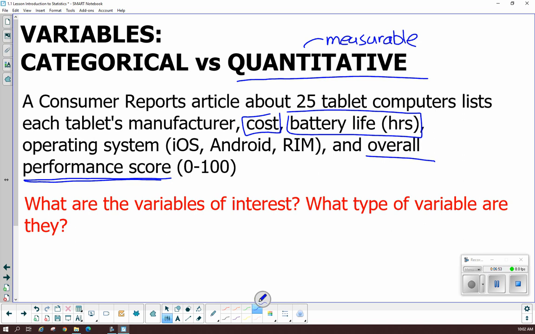And so that leaves us with our operating system as a categorical variable. We can just take the tablets and count the number that run off of iOS, Android, RIM, for those of you who ever owned a BlackBerry or know somebody who did. And then, of course, the manufacturer. These are not measurables. These are things we can get counts of. So they are categorical variables.